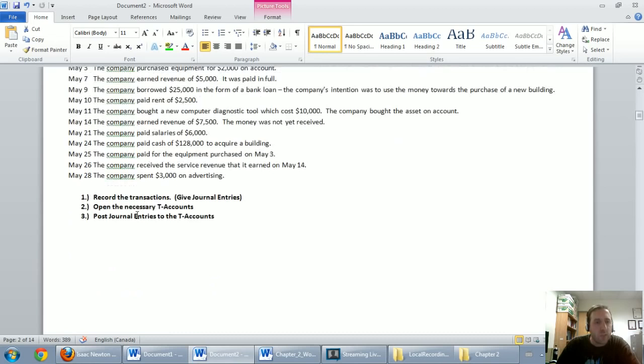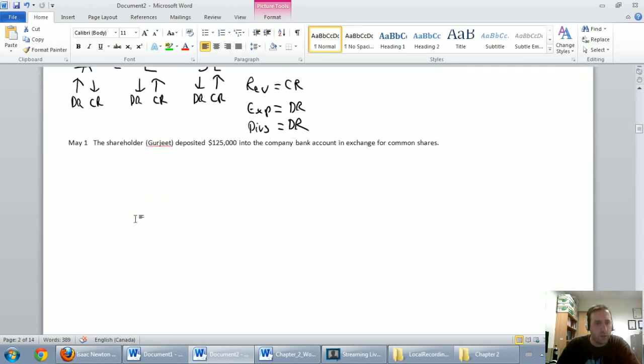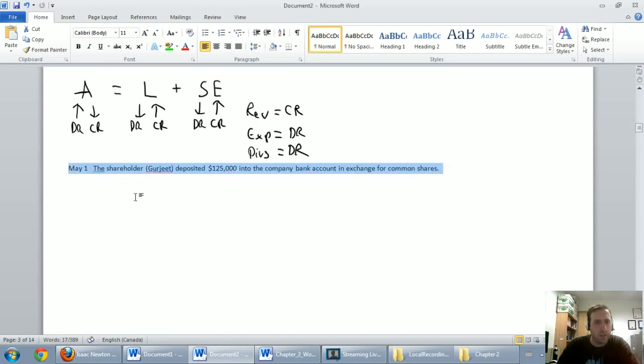So let's get started with the first transaction. That's the May 1st transaction. And again, I just copied them one at a time so I can take them on in a reasonable fashion here. And so May 1st, it says, the shareholder, Gurjeet, deposited 125 grand into the company bank account in exchange for common shares. So we've got to record a journal entry for that, and we're going to record our entry by using this kind of rule set.